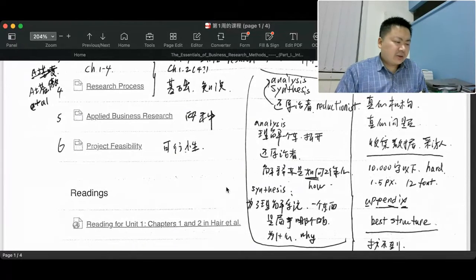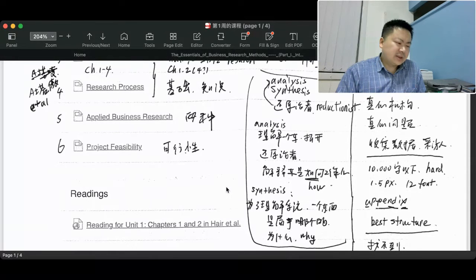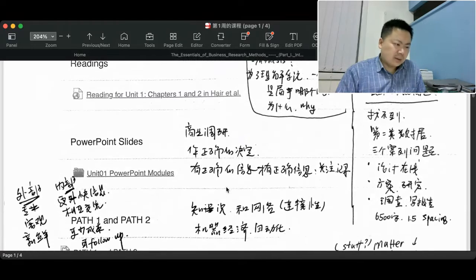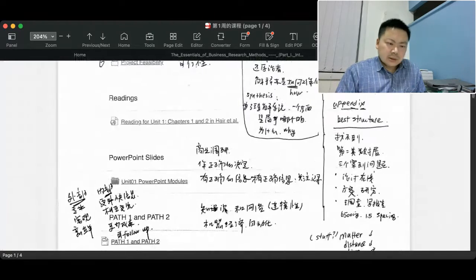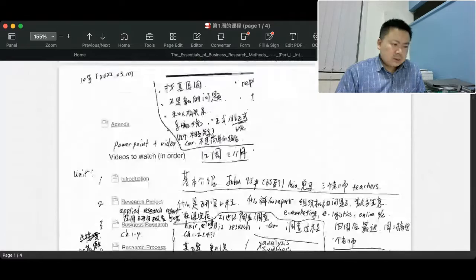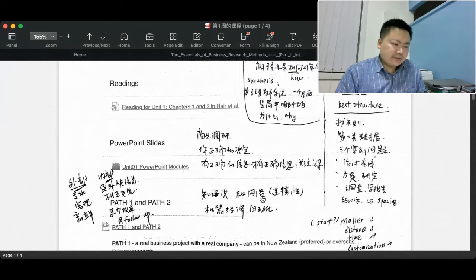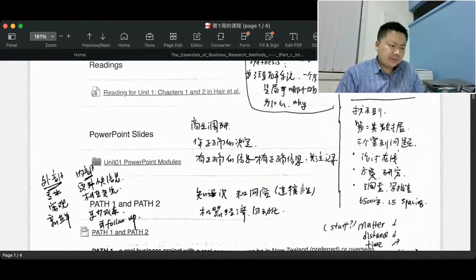The fifth point the teacher mentioned is about applied business research. There are two methods, and also the sixth one is feasibility of the project. I have made notes about them. Let me try to figure out. I still can find out what it means.